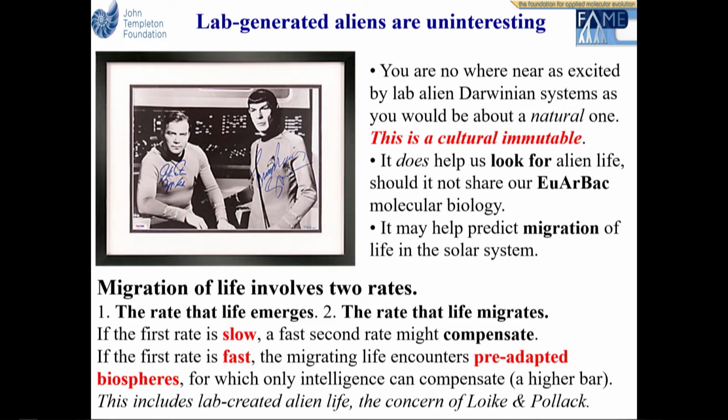But it does help us look for alien life, especially should it not share our molecular biology, and that's what you heard from Stephen Hawking this morning. And it might help us understand the migration of life, because the migration of life involves 2 rates. Right? One is the rate at which life emerges, and the second is the rate at which life migrates after it emerges, as David Catling was pointing out a little while ago. So if the first rate is slow, the fast second rate might compensate and spread life throughout the galaxy.